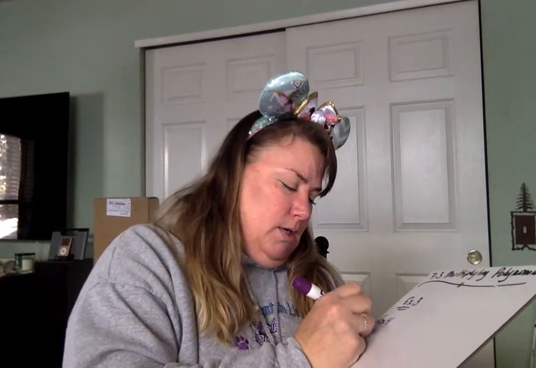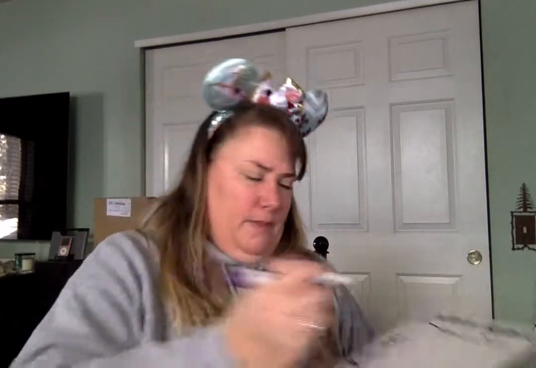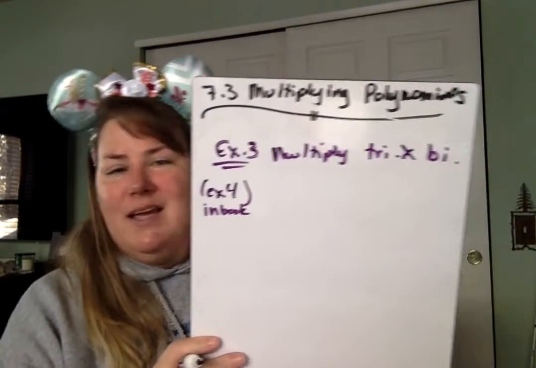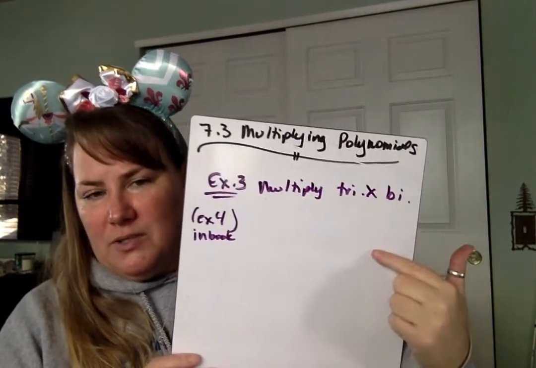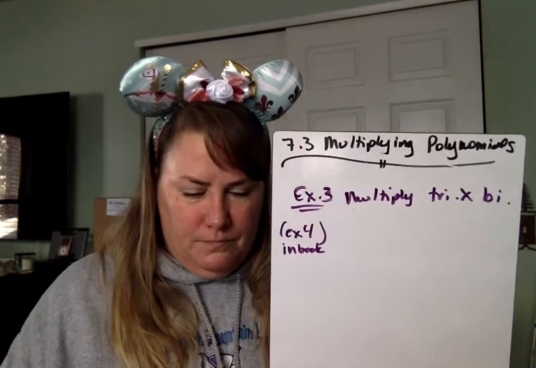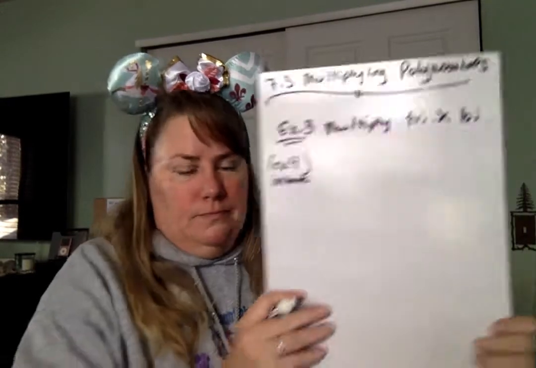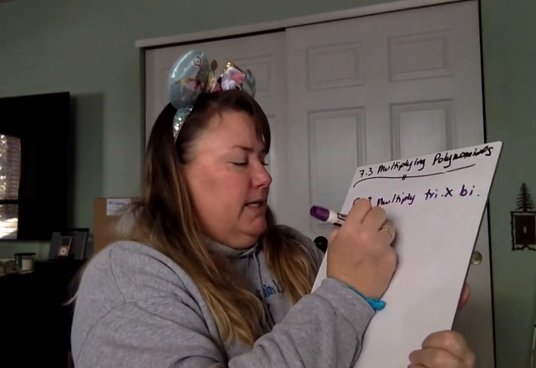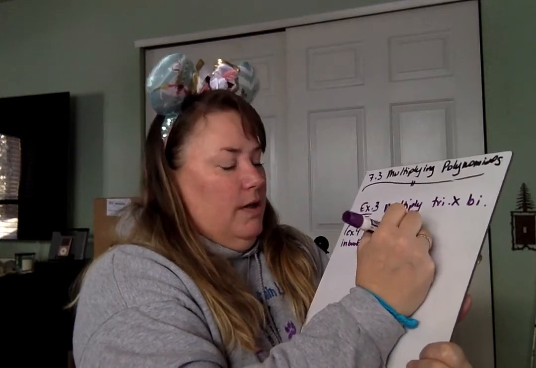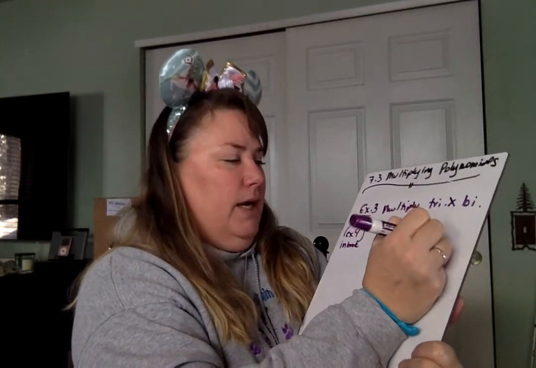Example 4 in book. So what we're going to do now is we're going to multiply a trinomial times a binomial. Okay? Multiply tri by a bi. And I abbreviated this. It's supposed to be a trinomial times a binomial. Oh, well. Here we go. The quantity x plus 5 times quantity x squared minus 3x minus 2.